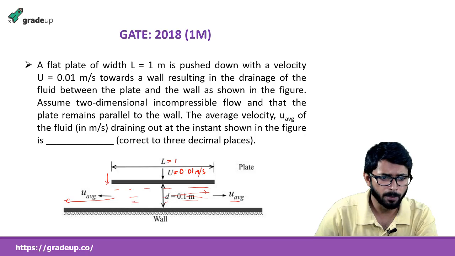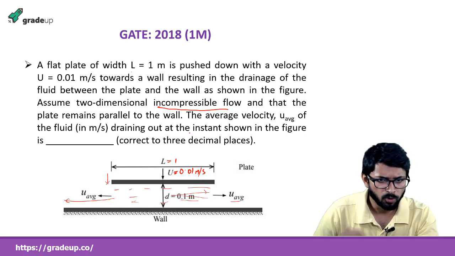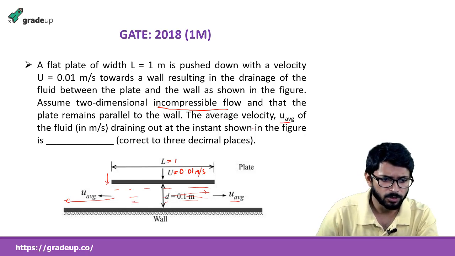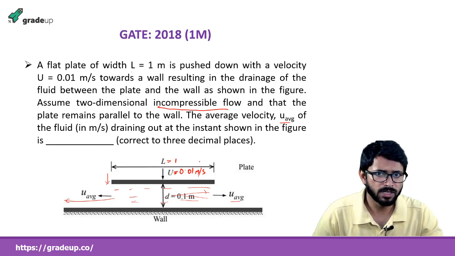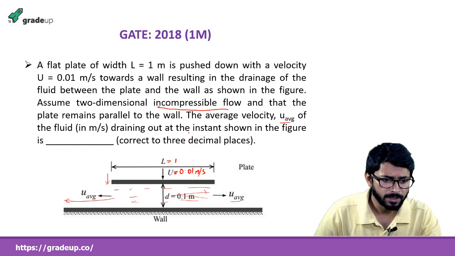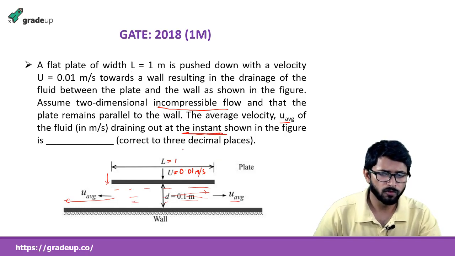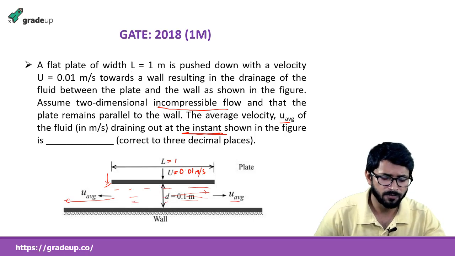Assume two-dimensional incompressible flow, and that the plate remains parallel to the wall. So this plate will remain parallel and just move downward, and in this position, the average velocity is u average of the fluid draining out at that instant. So we have to find the velocity of the draining fluid at the particular instant when the gap between the plates is 0.1 meter.